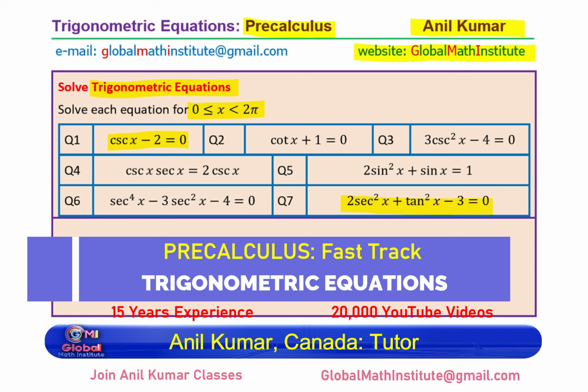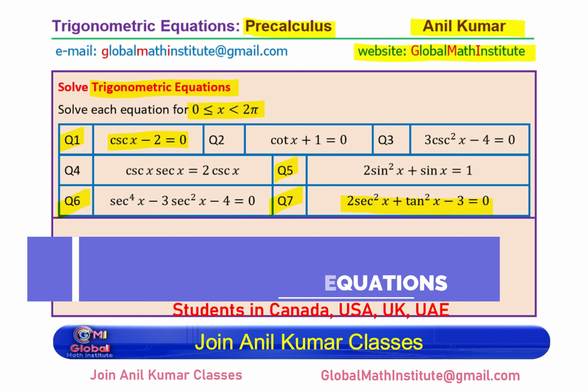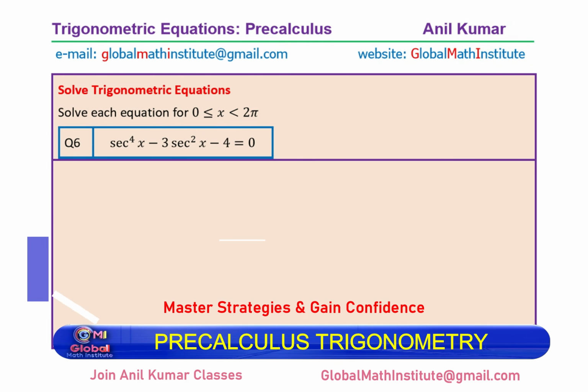In the last video, we saw solutions of questions 1 to 5. Now, let us see how we solve question number 6 and question number 7 where the quadratic form of a trigonometric equation is involved. So here is the solution of question number 6, which is secant to the power of 4x minus 3 sine square x minus 4 equals to 0.